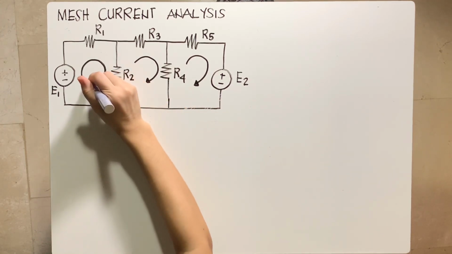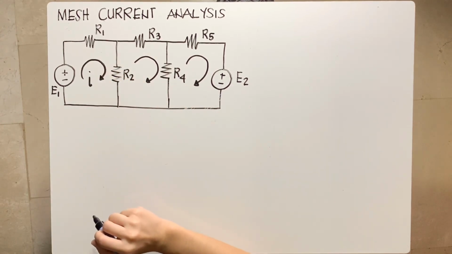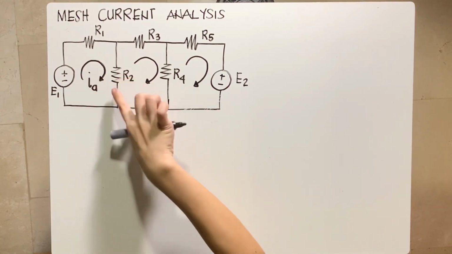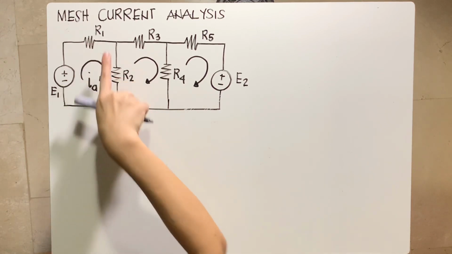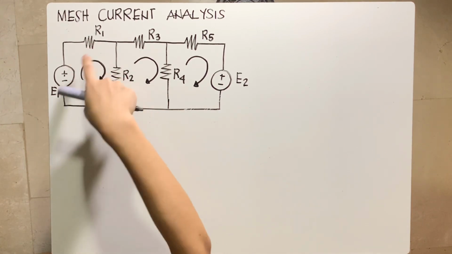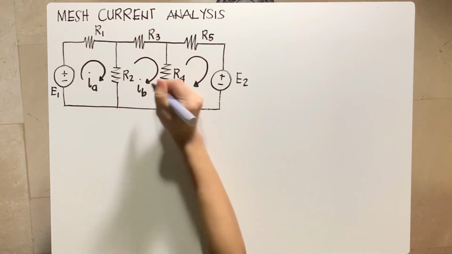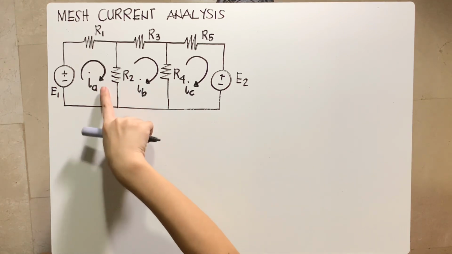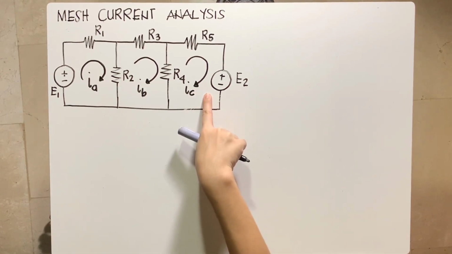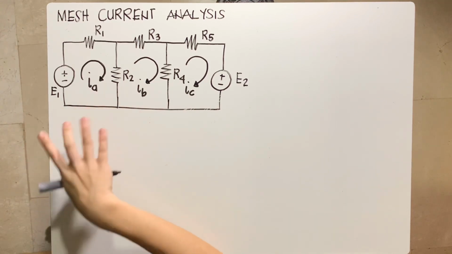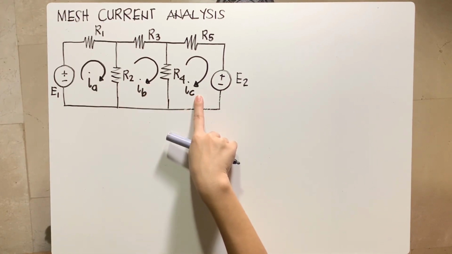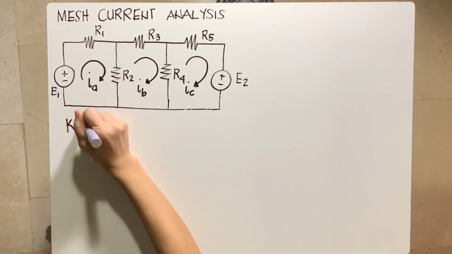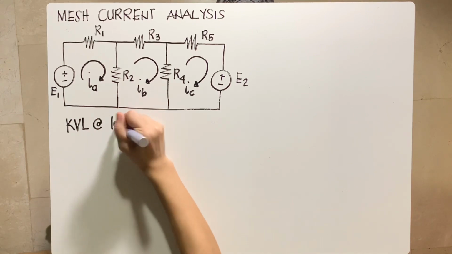And then let me use small letter i here to mean mesh current and use a subscript A for this particular loop. So this particular loop has mesh current iA flowing inside it. This one, let's say this is iB, and let's say this one is iC. So after assuming mesh currents inside every loop, we proceed with KVL. And remember, the number of equations we need depends on the number of loops that we have. Okay, so let's start with KVL at loop iA.